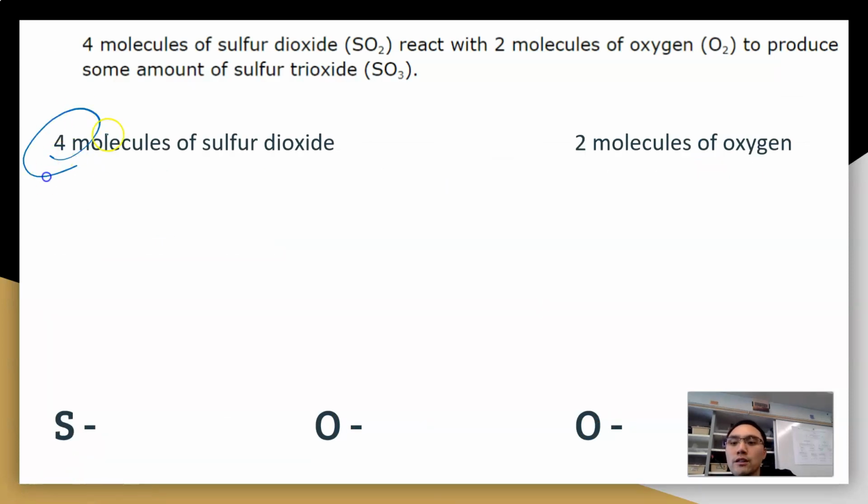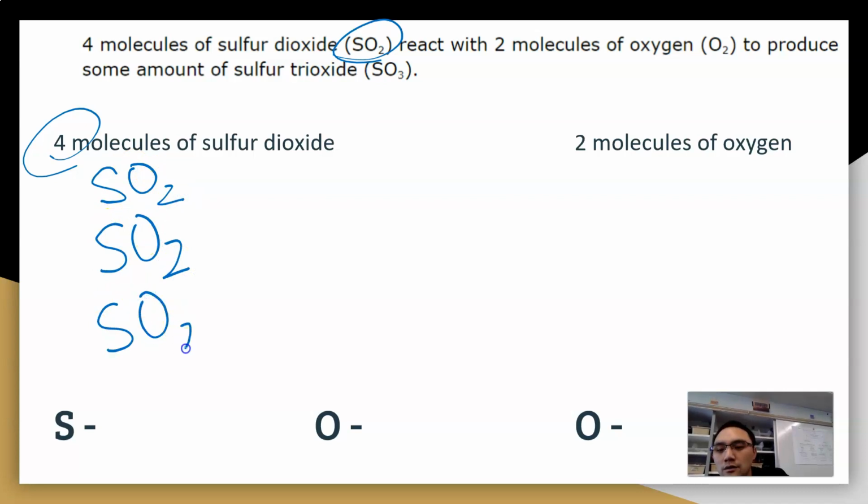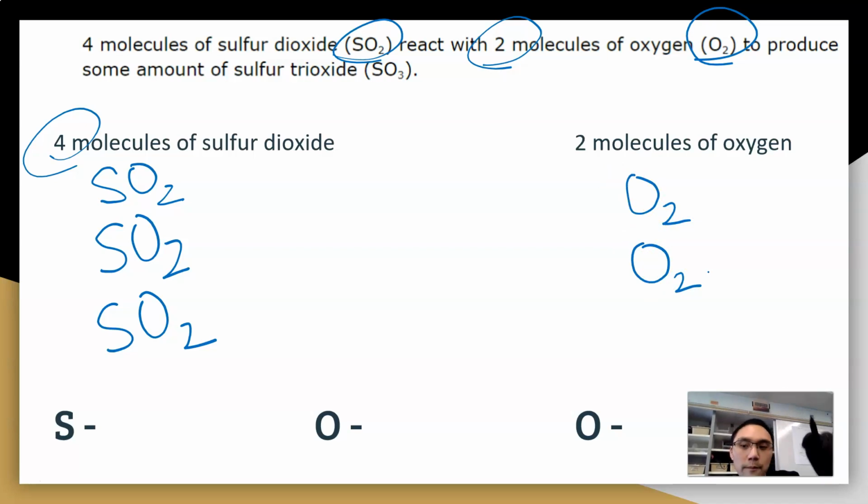If you have 4 molecules of sulfur dioxide, that means you're going to have to write this 4 times. So SO2, SO2, SO2, SO2. Over here, you have 2 molecules of oxygen gas, which means you're going to have to write oxygen twice. So O2 and O2. Okay.